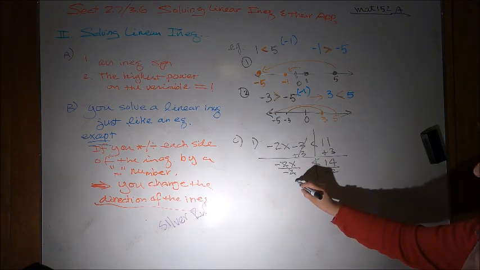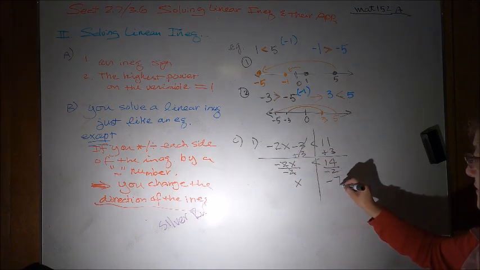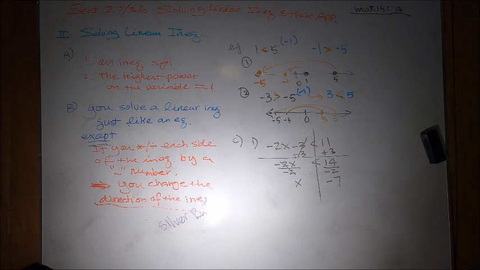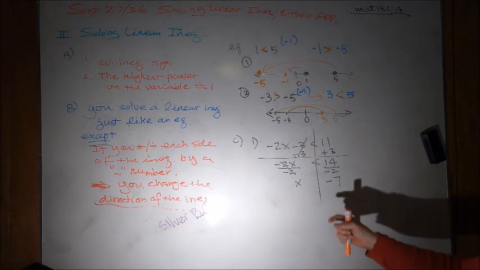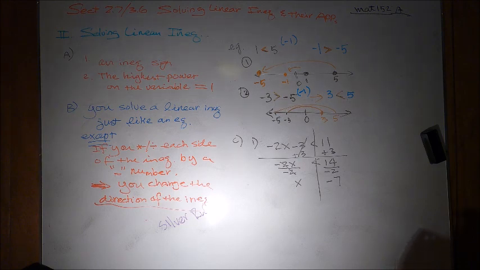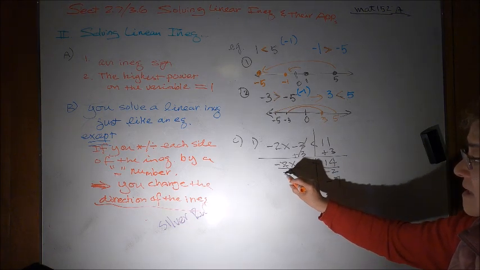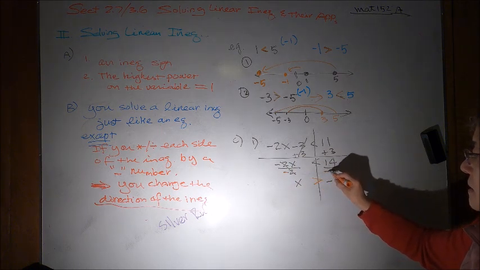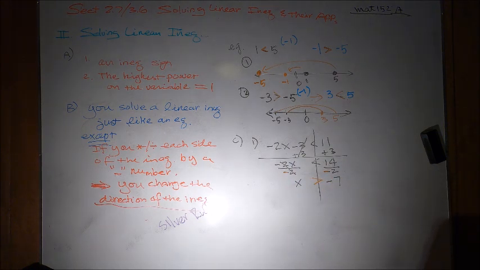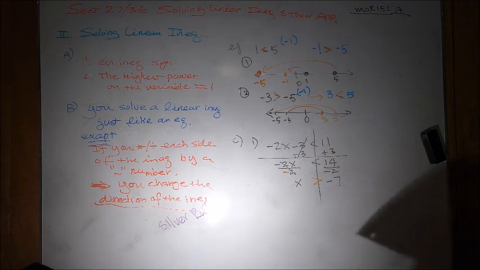Then what do we have? X here, negative 7 here. Should we change the direction of the sign? Yes or no? Yes. Why? Because it's divided by what? A negative number. Right?